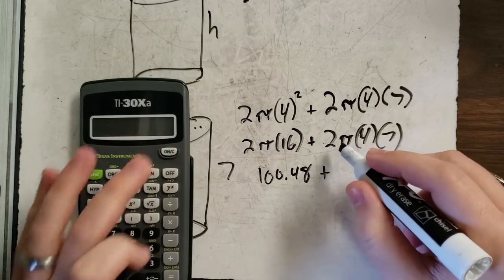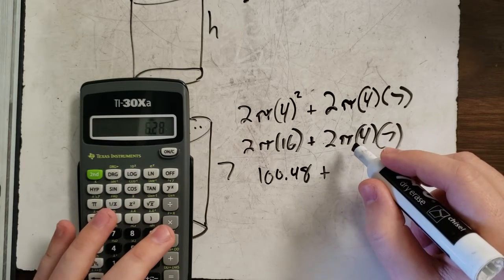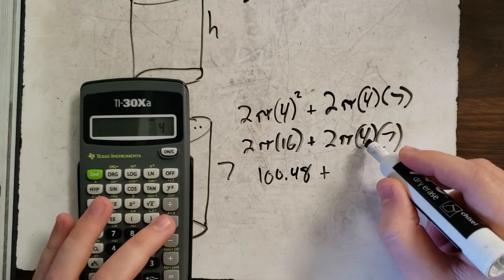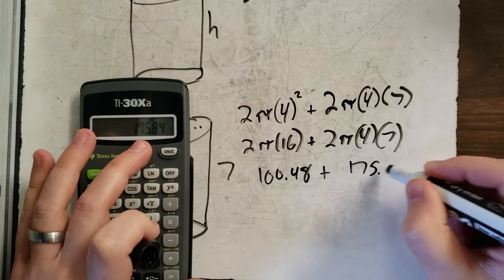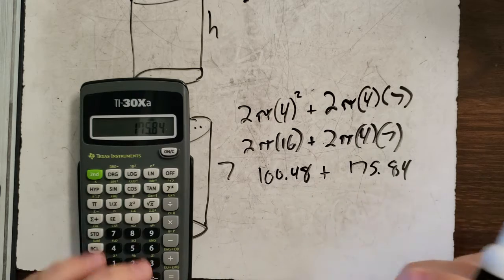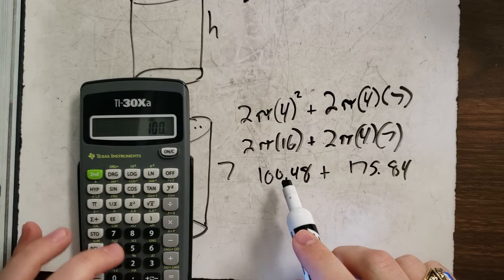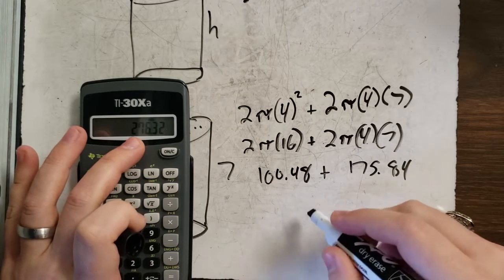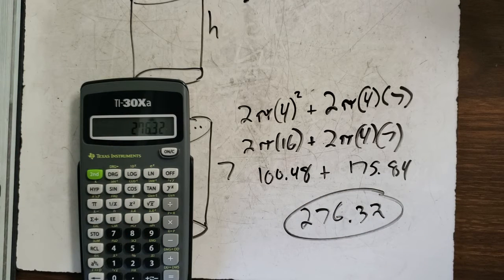Plus, and then our second part here, 2 times 3.14 times 4 times 7 equals 175.84. Now, add them up. So 175.84 plus 100.48, and our final answer is 276.32. And that's it.